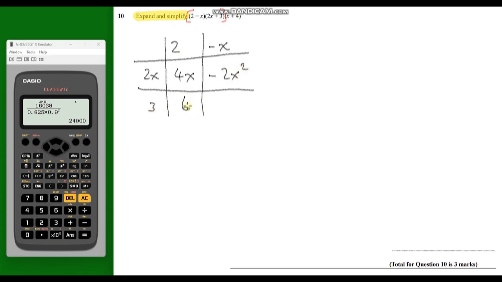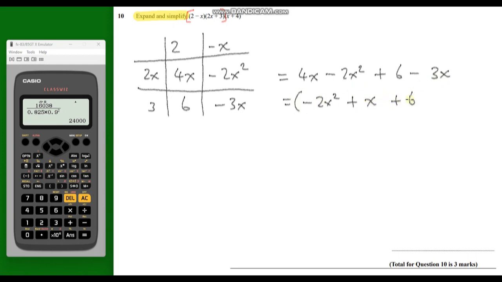3 times 2 is 6. 3 times negative x is negative 3x. So what's this going to give me? This is going to give me 4x minus 2x squared plus 6 minus 3x. I've just written down all of those terms, but we can simplify. So I'm just going to write the x squared term first. We've got negative 2x squared, and then 4x minus 3x, that's just 1x, so plus x, and then plus 6.